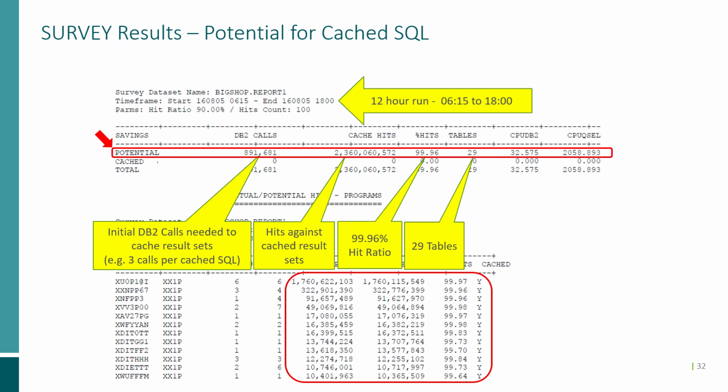Down below we have a second report. We can see in the far right hand column that these are all cached result sets. So this would have resulted from cache mode being turned on to save. And once we're saving, we can see the breakdown of cache hits by, in this case, program, number of tables, etc. Again, very impressive results.